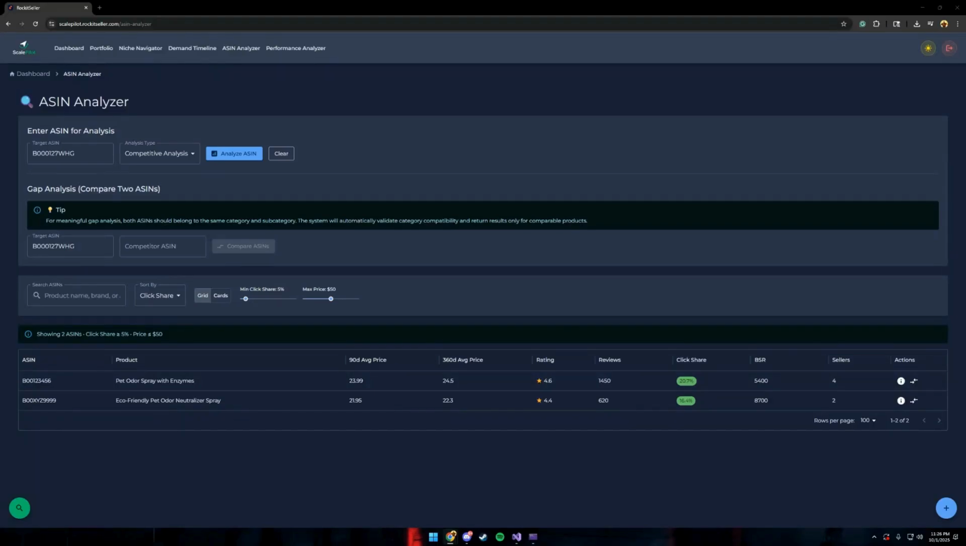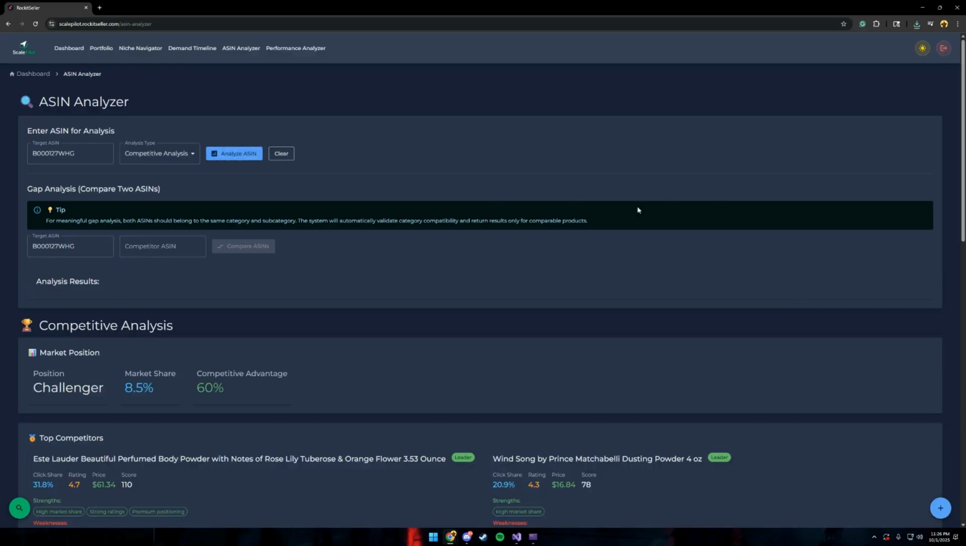Welcome to ASIN Analyzer Pro Tips. This is your competitive intelligence weapon for deep diving into any Amazon product. You'll learn to extract maximum insights from competitor analysis, understand market positioning, and identify opportunities others miss. Enter any ASIN to unlock detailed intelligence.